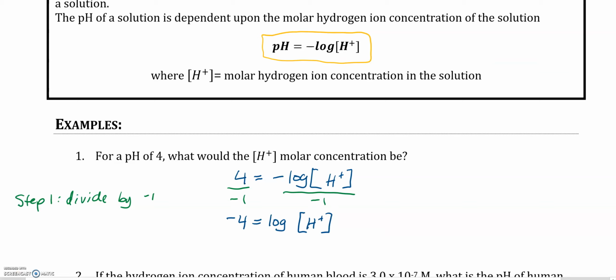Remember that this logarithm is the common logarithm of base 10. Now writing this equation in exponential form, we find that H+ is equal to 10 to the power of -4, or 0.0001. Be sure to record your units as well, capital M here, for molar. Therefore, given a pH of 4, the H+ molar concentration would be 0.0001 M.